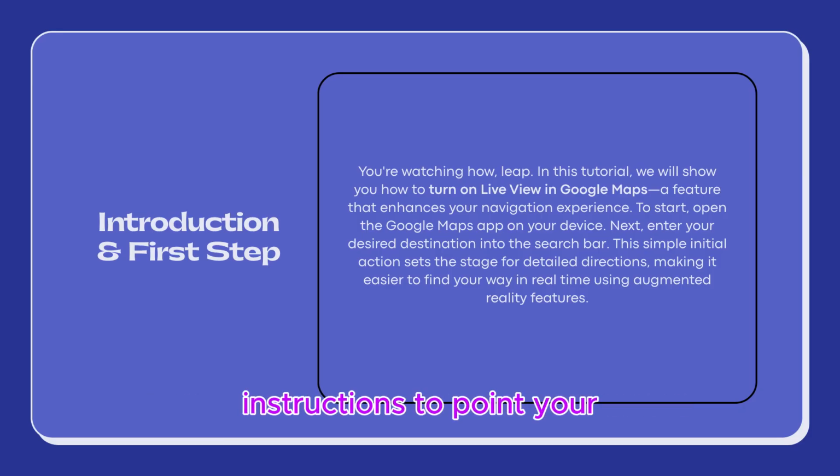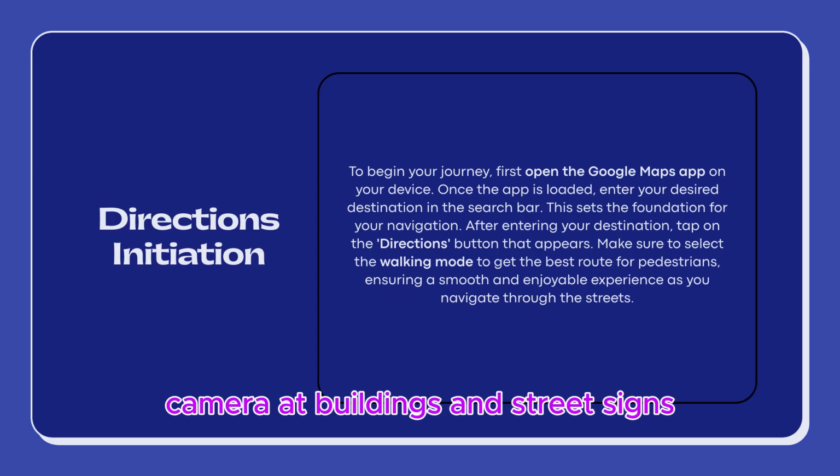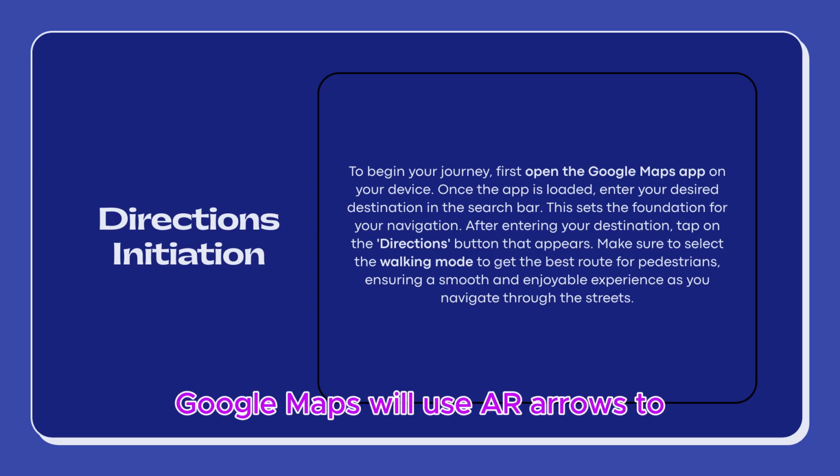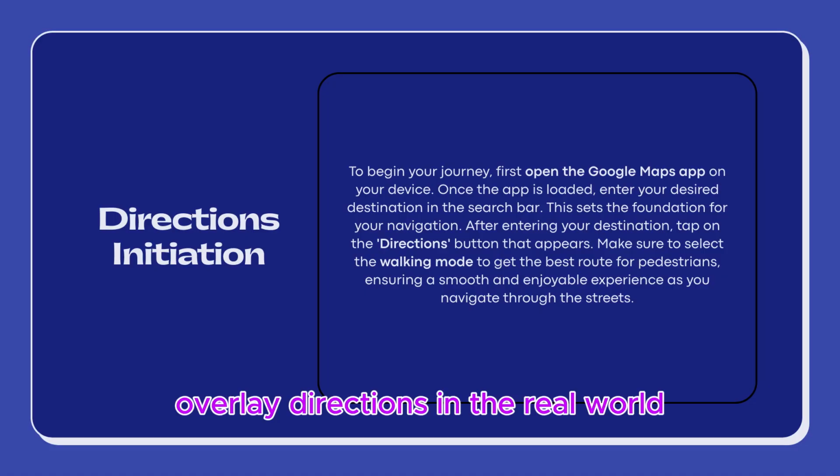Follow the on-screen instructions to point your camera at buildings and street signs. Google Maps will use AR arrows to overlay directions in the real world.